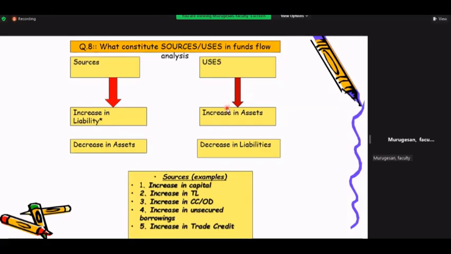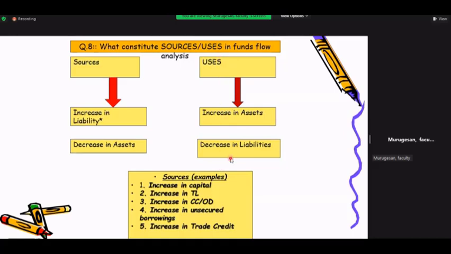Increase in assets means you go on creating assets, giving loans, making investments. Then your funds are used. Here funds are sourced; sources and uses will always balance. And a decrease in liability: you have got money and used that money to pay back the loans, so that is also a use. And profit is a source.